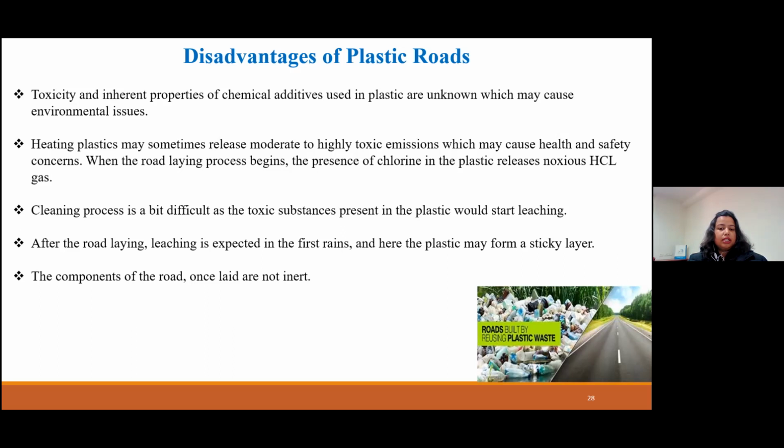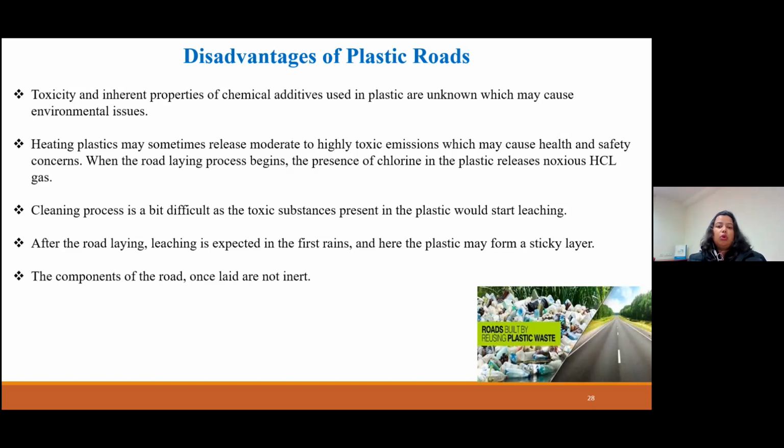And if you clean it prior, then in the storage they may start releasing the chemicals, and the leaching will start. Another thing is that when you lay the road, just the first rainfall that you observe after the first laying of the road, in those first rains, the plastics are going to release certain chemicals, and the inherent loss will cause a little stickiness there, which may cause a mechanical abrasion on the surface, which is not desired, right? So this is something that is not desired.